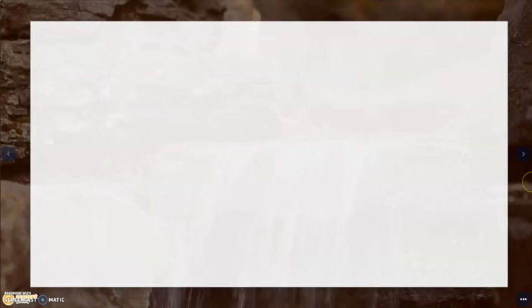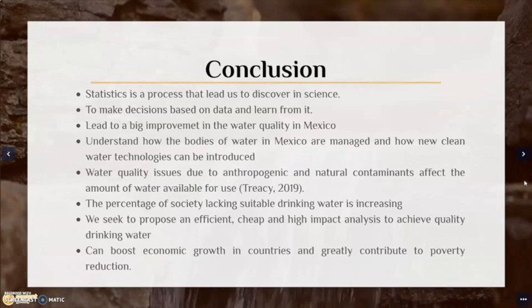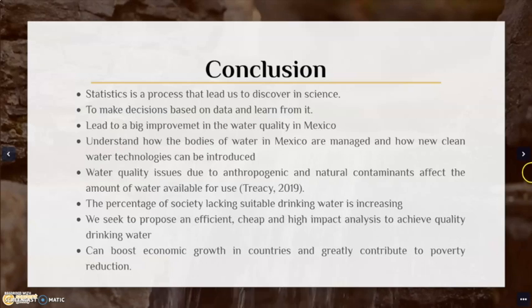So, in conclusion, statistics is a process that leads us to discovery in science. It allows us to make decisions based on data and learn from it. In this study, the statistical answers that we obtain from the data analyzed can lead to a big improvement in the water quality in Mexico, and therefore lead to a better quality of life for Mexicans. It is important to understand how the bodies of water in Mexico are managed and how new clean water technologies can be introduced in order to help move in the direction of the Sustainable Development Goals by the United Nations, in order to change the world for the better.